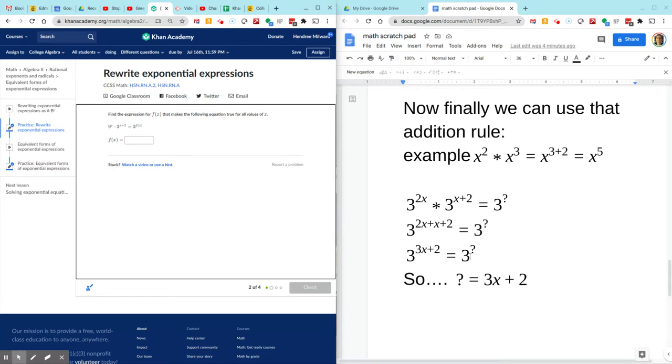And so now that's what my question mark has to be, right? 3 to the 3x plus 2 has to be equal to 3 to the 3x plus 2. So let's just key it in, make sure we are right.